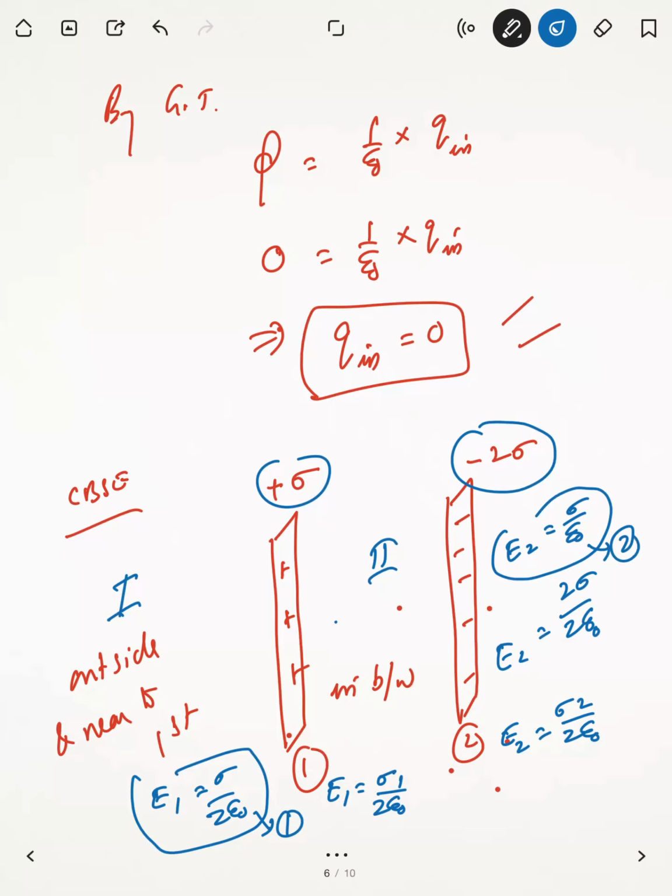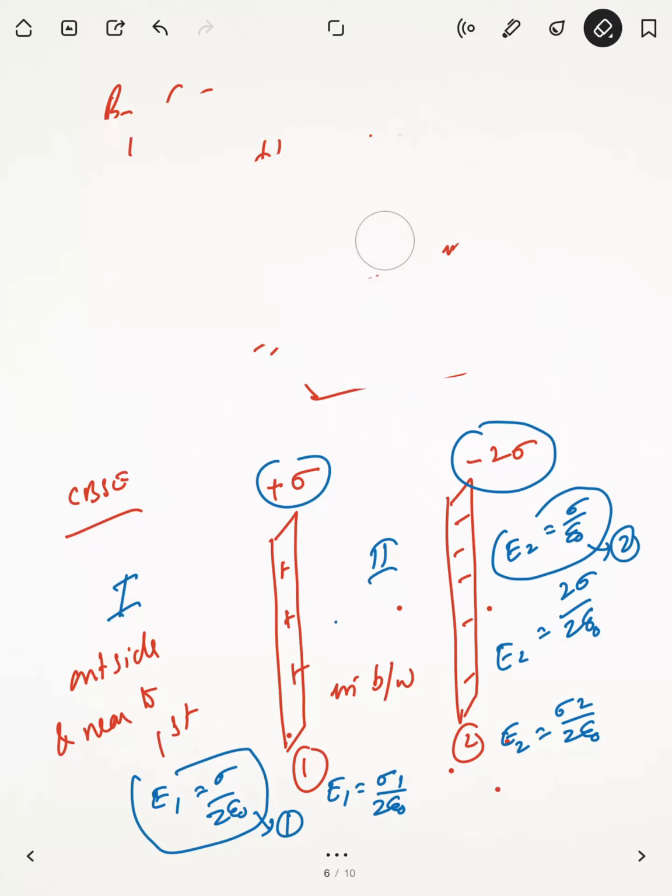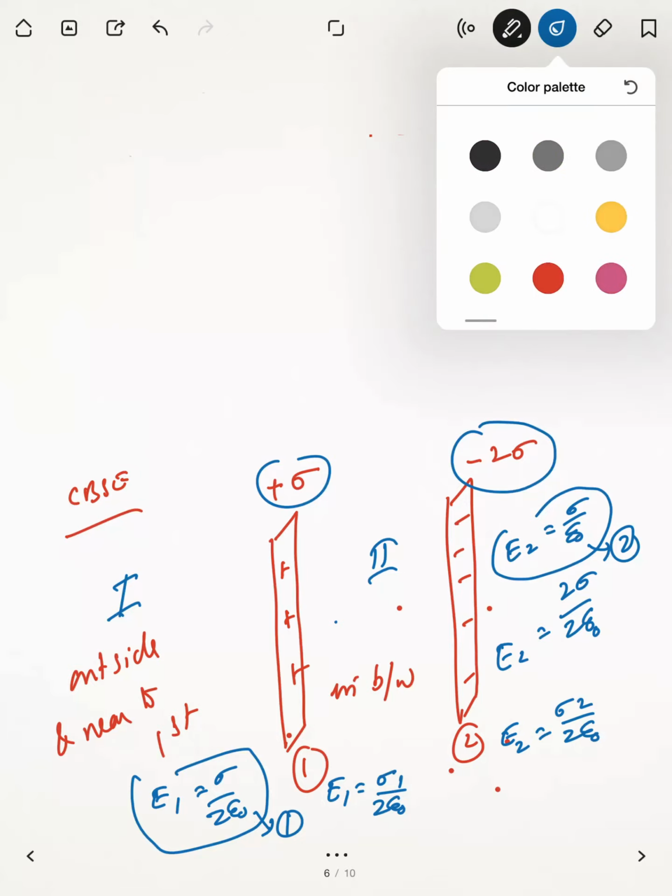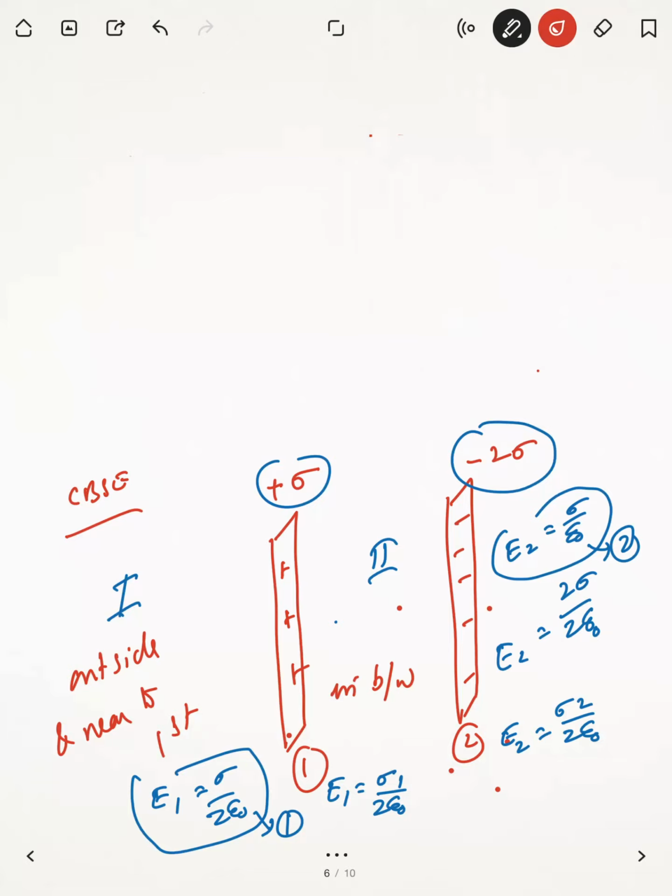Which one is greater? E1 is sigma by 2 epsilon 0 and E2 is sigma by epsilon 0. You can see that the second one is greater. So E2 is greater than E1 in this example. From equation 1 and 2 we find that E2 is greater than E1.